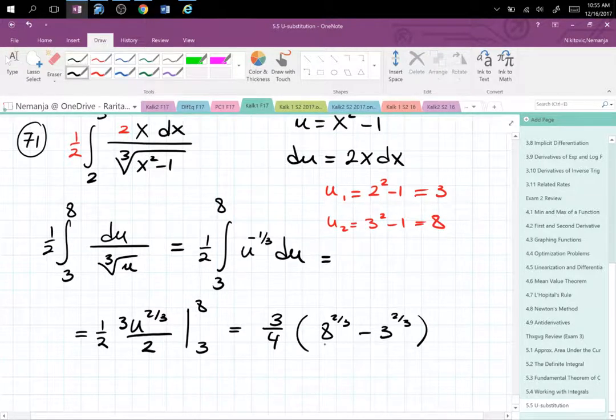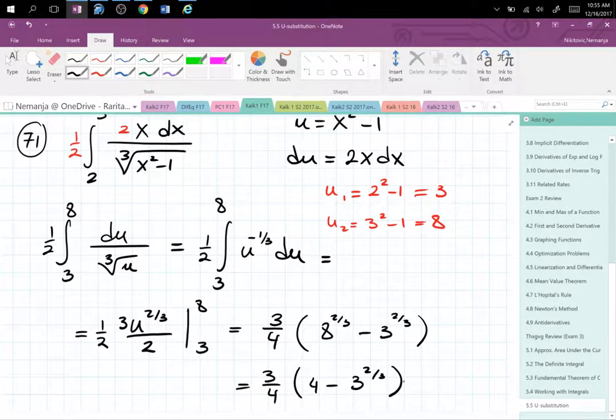Now, the first one you can compute easily because the cube root of 8 is 2, and then squared is 4. So this works out to be 3/4 times (4 minus 3 to the 2/3), and 3 to the 2/3 you can't really compute. So if you want the exact answer, this is where you leave it. If you want the decimals, you take the calculator and you get the decimals. So those would be the ways to compute this.